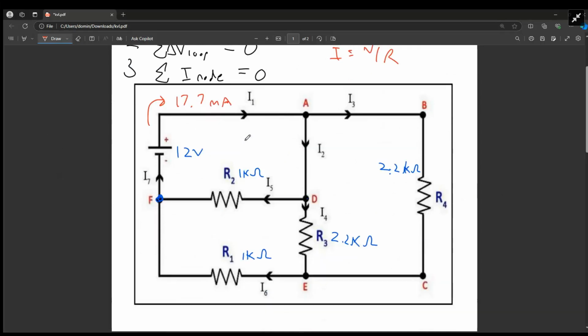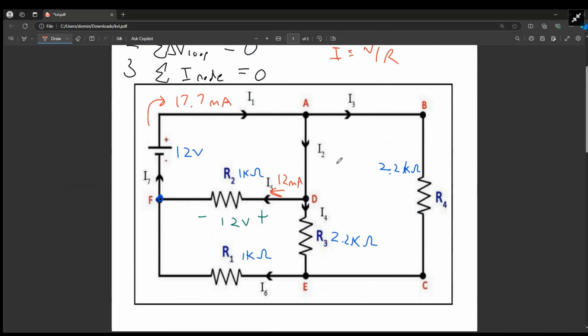Now, how do I find the other values? Well, first what I can start off with is I know that R2 is connected directly to the battery. So I know that according to KVL, Kirchhoff's voltage law, if I go up 12, I have to go back down 12 to get back to the start of this loop. So this potential drop is 12 volts. It's dropping from right to left. So that means that the current going through here is going from right to left. And I could just use V over R again to find the current. That'll be 12 divided by 1,000, so that'll be 12 milliamps. So 12 milliamps going right to left.